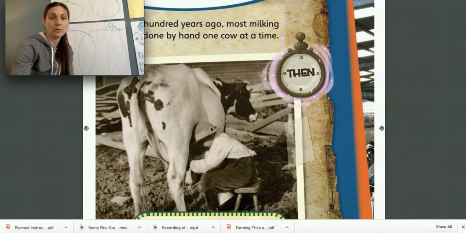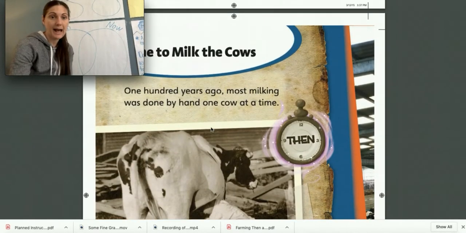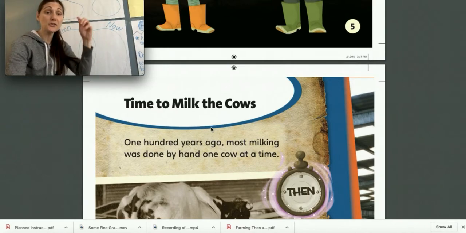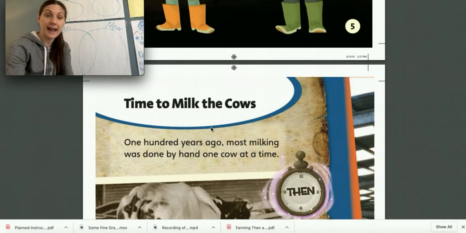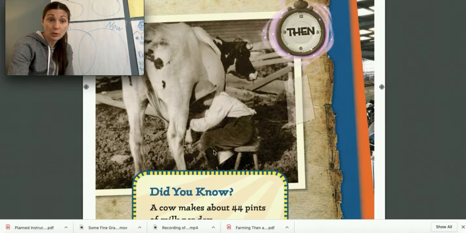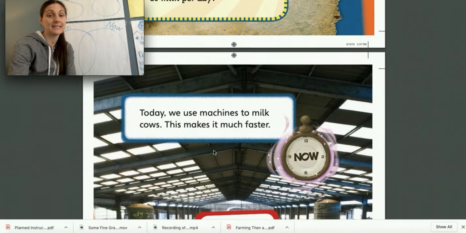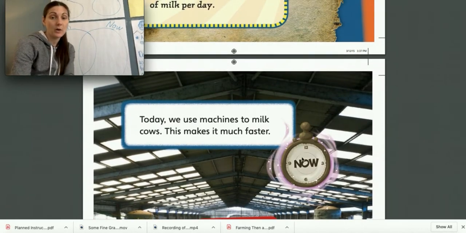Okay, so I'm going to scroll through here, and this book follows a pattern. The author definitely followed a pattern when he wrote this book. He first talks about how farming was then, okay, and then he talks about how it is now. So now that I would assume that the next page, if I'm following the pattern, is going to be about how farming is now. Here we go, and here's the clock here that tells us we're reading about how farming is now. Today we use machines to milk cows. This makes it much faster.